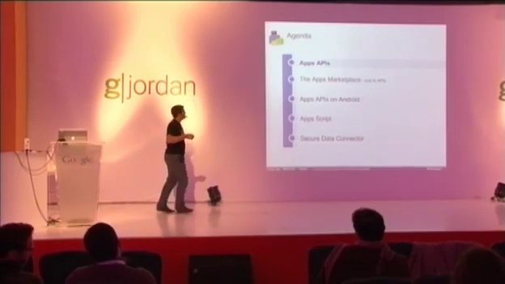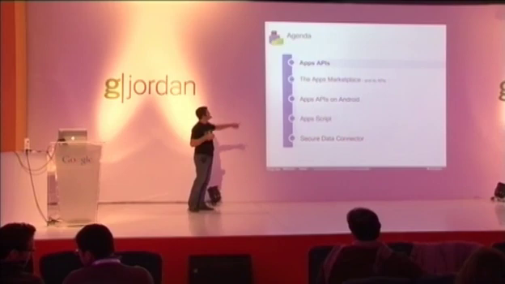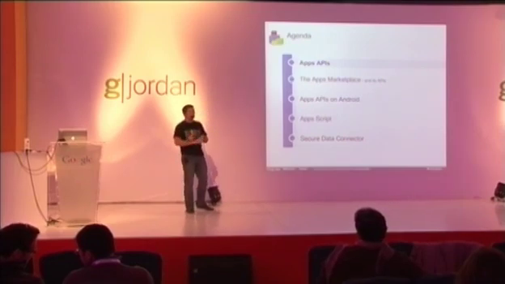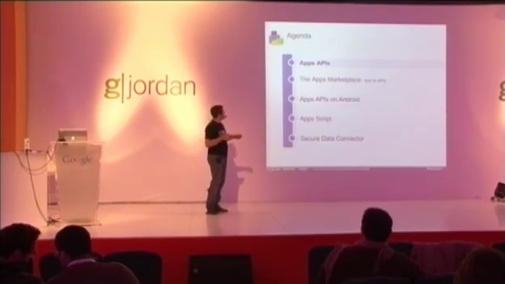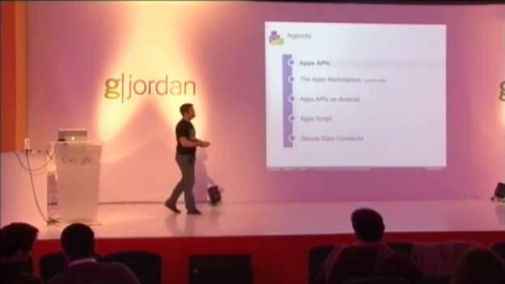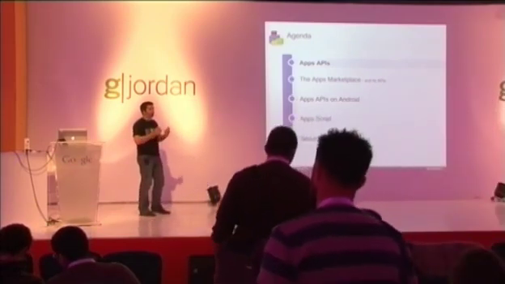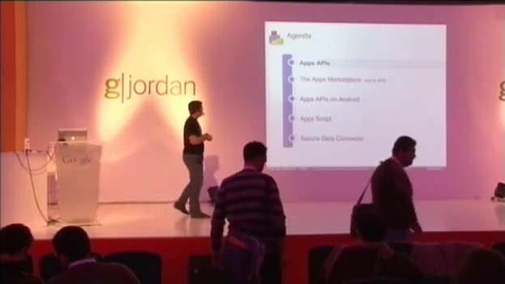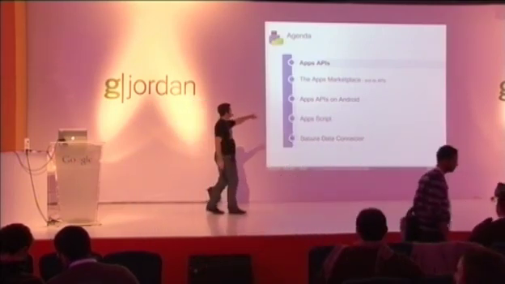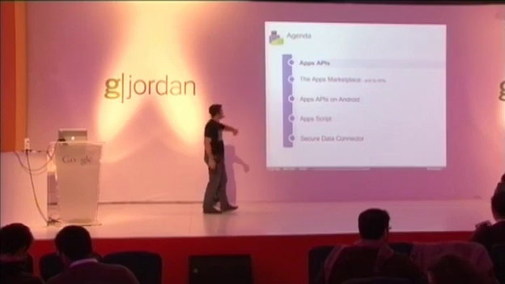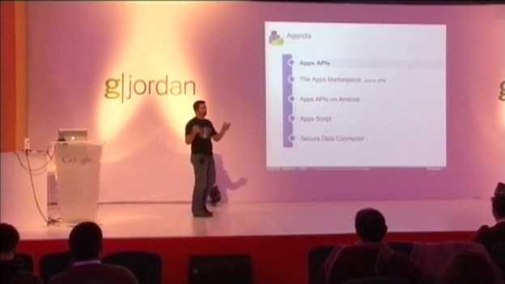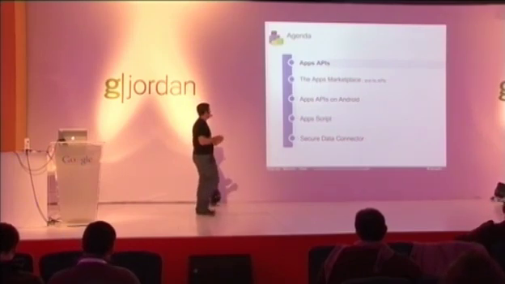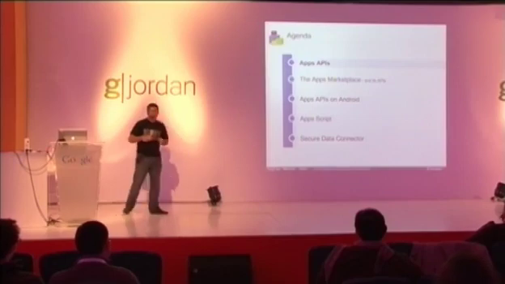So the agenda here. I'm going to talk about Apps APIs in general, which are like Calendar APIs, all this, how to use them quickly, and a few demos. I'm going to talk about the Apps Marketplace, which is how to publish your cloud apps and integrate them with Google Apps. And then I'm going to show you how to use Google Apps on Android. That's going to be interesting. AppScript. Sebastian said he used AppScript to send you all the emails and manage this event. So that can be really useful. And then Secure Data Connector.